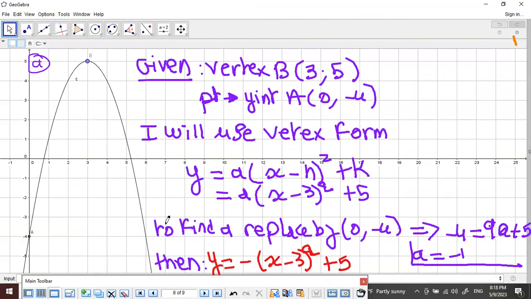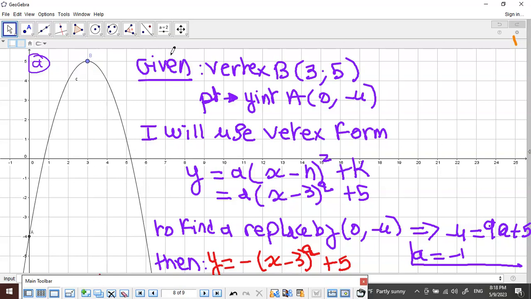If you look at the first one, you just need to look first at the given. What's given? How can I find the equation? What's given is the vertex, and the vertex is (3, 5). And they gave me a point, so I'm allowed to use h and k, and they gave me a. This is what I'm talking about here, (0, -4).